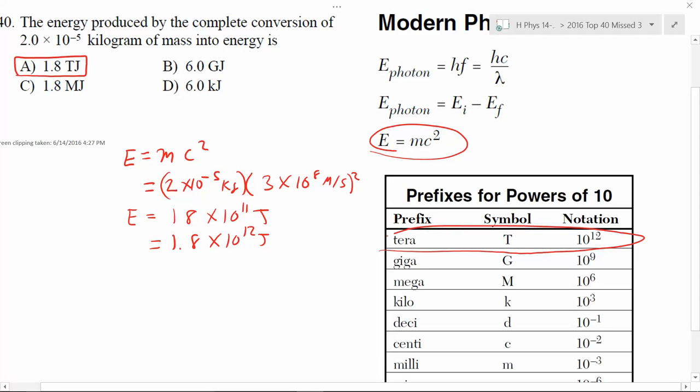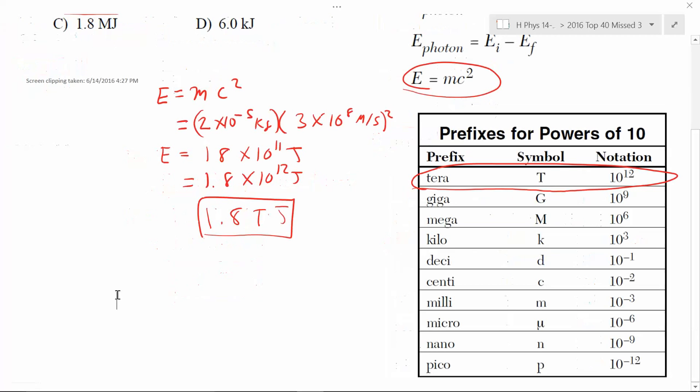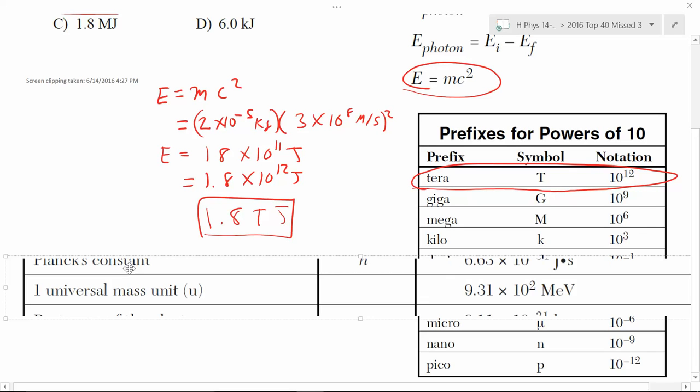Times 10 to the 12 is tera, so this is 1.8 terajoules. By the way, if that mass is given in atomic mass units, you can jump right to this fact here. One atomic mass unit, or one AMU, like if you took a whole proton and you completely annihilated it, you would have this many mega electron volts of energy. Now, times 10 to the 2, it's easier just to write 931 MeV.